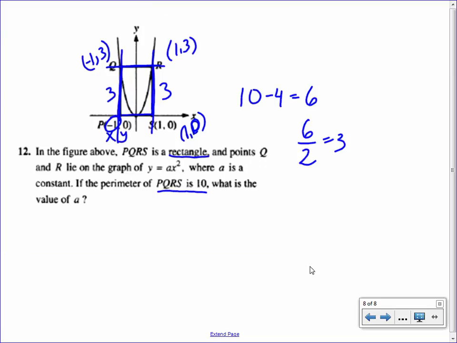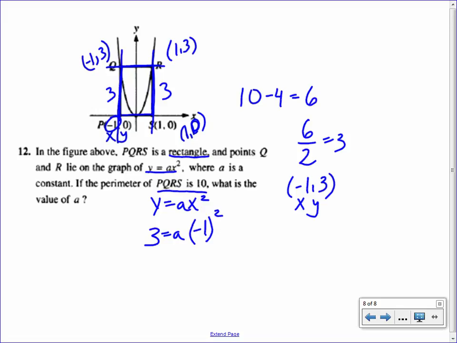So you have to decide which point to plug in. So I'm going to plug in -1, 3 as my x and my y coordinate. Okay, so we'll just plug that in here. Y equals a times x squared. So y is 3 equals a times x squared. X is -1. So -1 squared will be just 1, +1. And so then we know that a is 3.